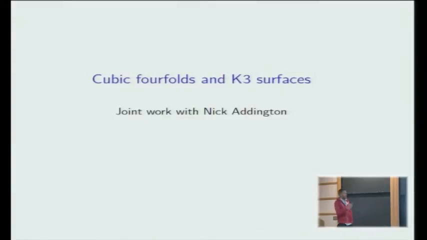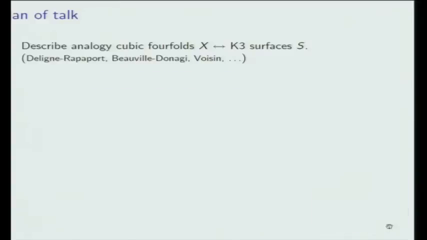So I'm going to talk about cubic fourfolds and their Hodge theory, so it has something to do with the year, and their derived categories. I'm going to describe this analogy between cubic fourfolds and K3 surfaces.